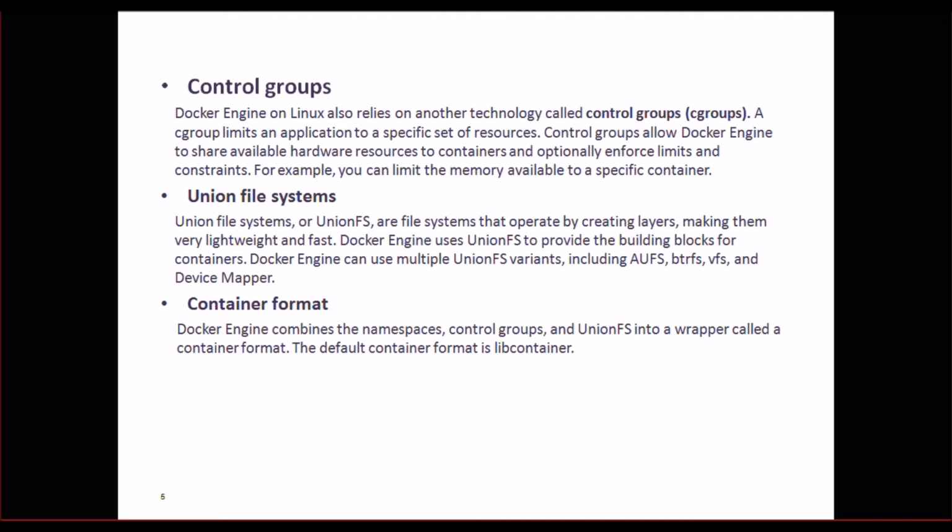The next is container format, right? The Docker engine is basically like a hypervisor, a small software which combines the namespaces, control groups, and union file system into a wrapper called a container format. And the default container format is libcontainer for Linux. So with the container format, all the namespaces, control groups, and union file system are labeled and wrapped into the containers.